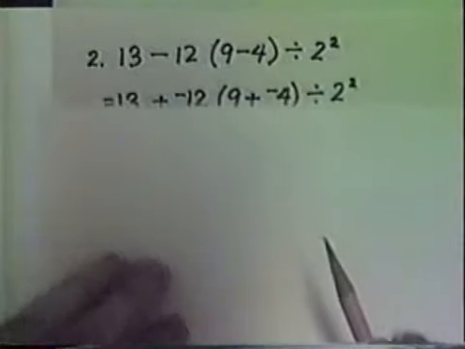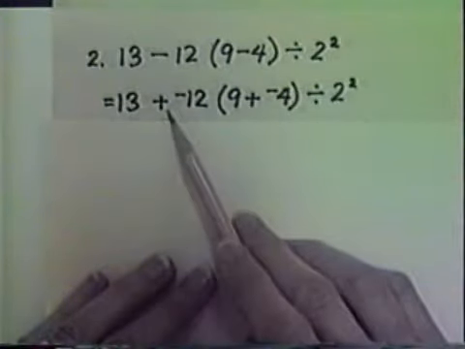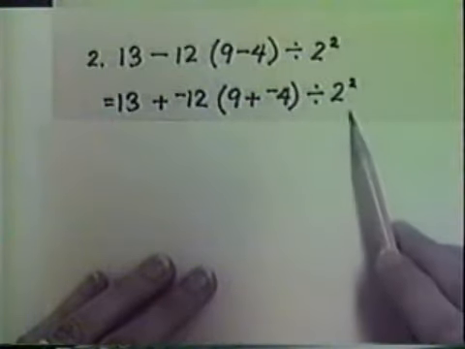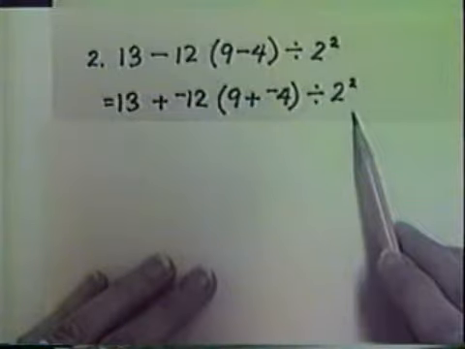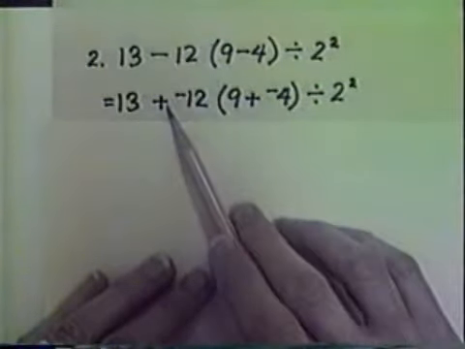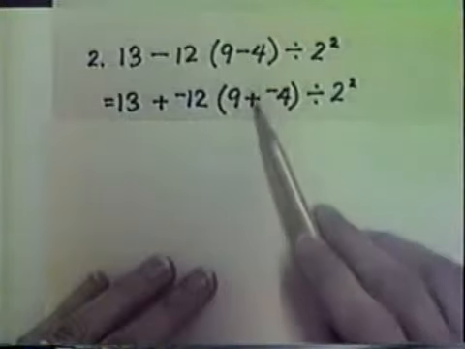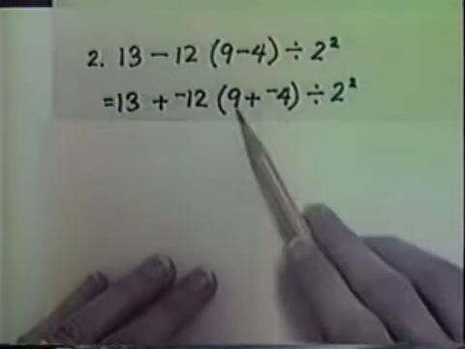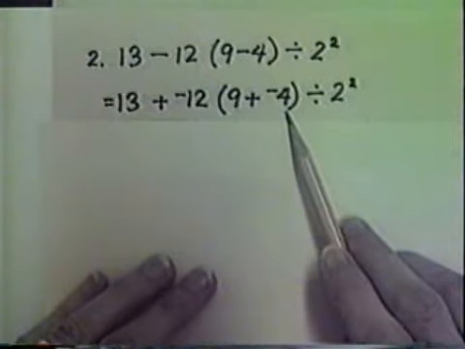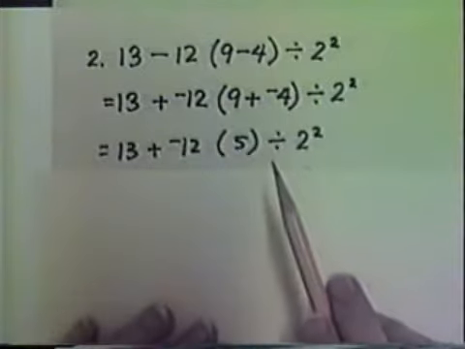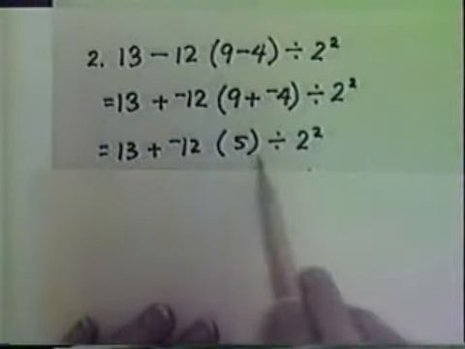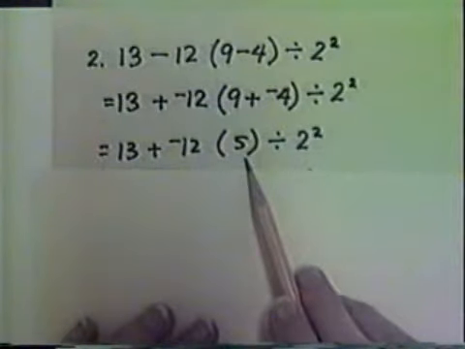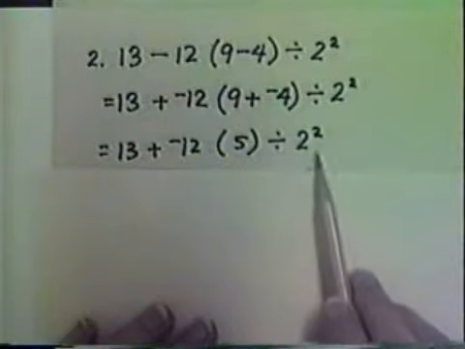And so let's do that. Let's change to 13 add negative 12 times 9 add negative 4 divided by 2 squared. Change the subtract to add the opposite. Then we're ready to work the expression inside parentheses. 9 plus negative 4 is 5. Notice that everything else is copied exactly as it is. 13 add negative 12 times, in parentheses, 5 divided by 2 squared.